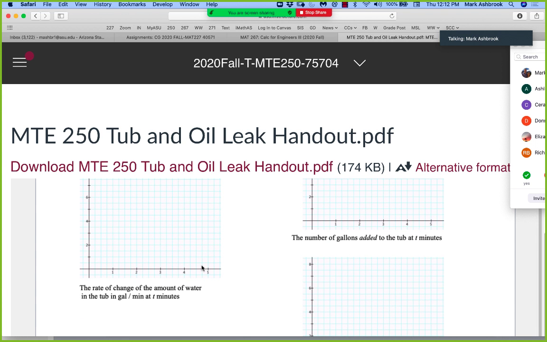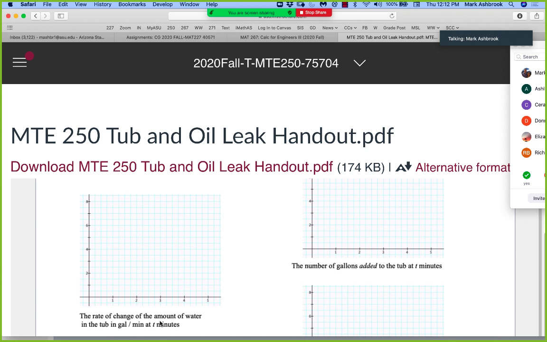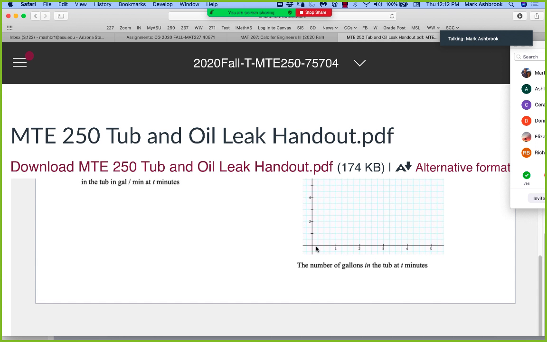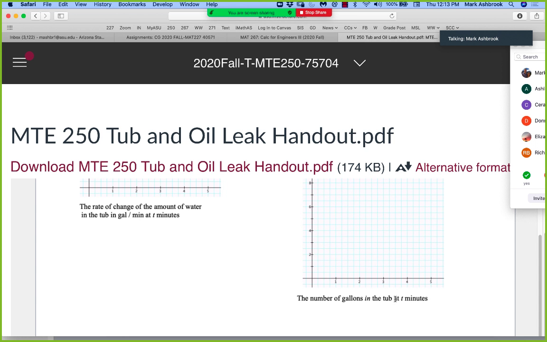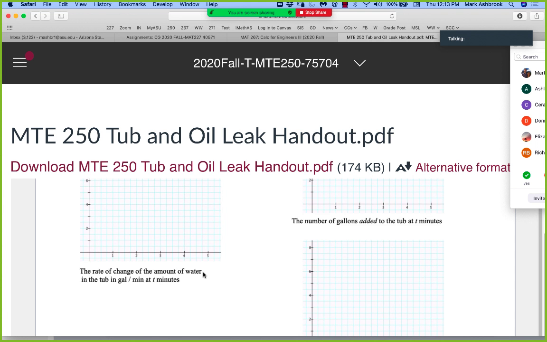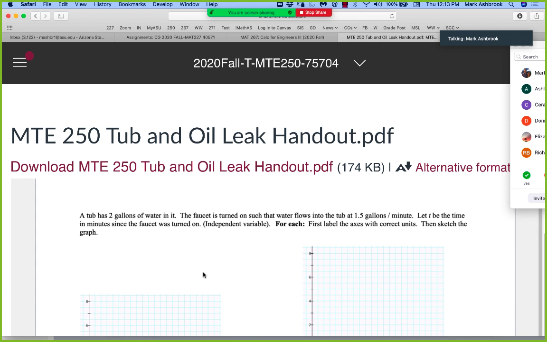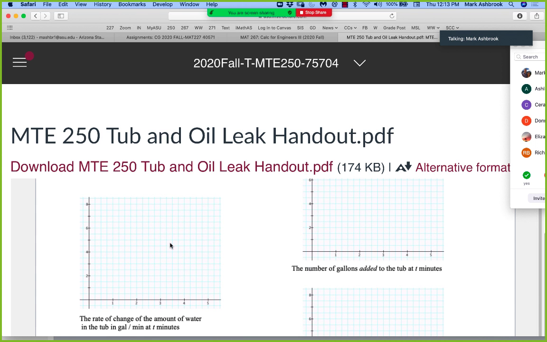So number of minutes is always your x-axis, okay? And then these descriptions are telling you the quantity that goes on the y-axis. So this is the rate of change of amount of water in the tub. This is the number of gallons added to the tub at t minutes, and the number of gallons in the tub after t minutes, instead of at, okay? All right, so is the task clear? According to this context, you're going to sketch these 3 graphs. So any questions about that task?